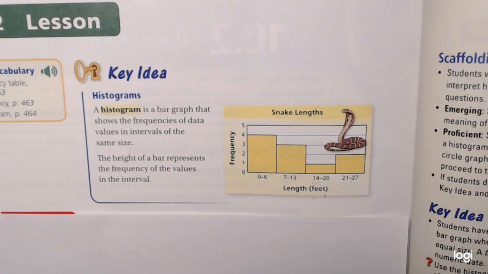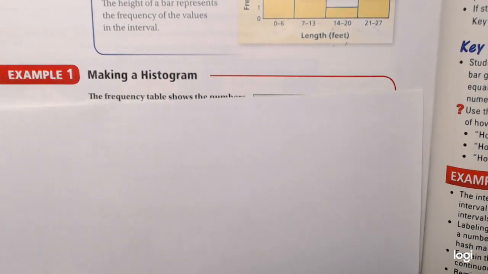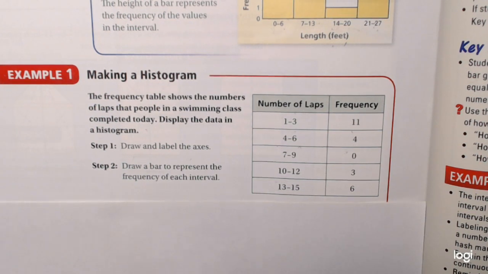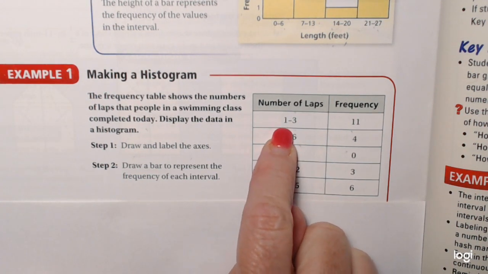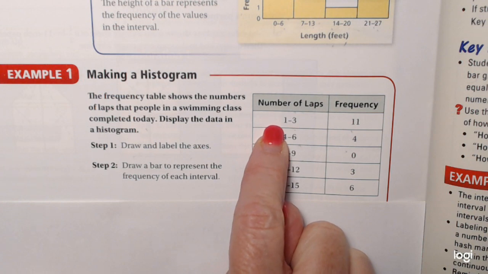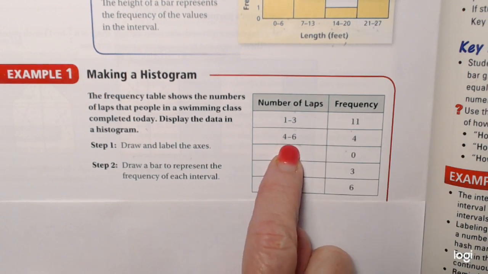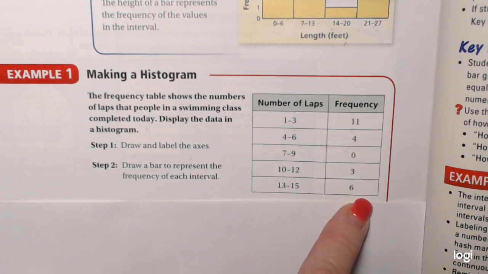All right, let's move on and look at another example of a histogram. So here I have the number of laps that people in a swimming class completed. Here are a number of laps. We have a frequency of an interval of 1 to 3, 11 people, 4 to 6 laps, 4 people, 7 to 9 laps, 0 people, and so forth.